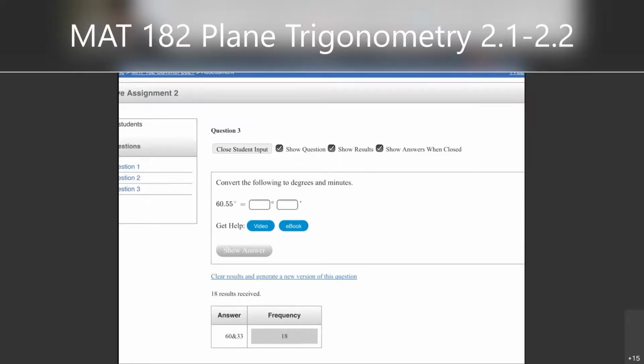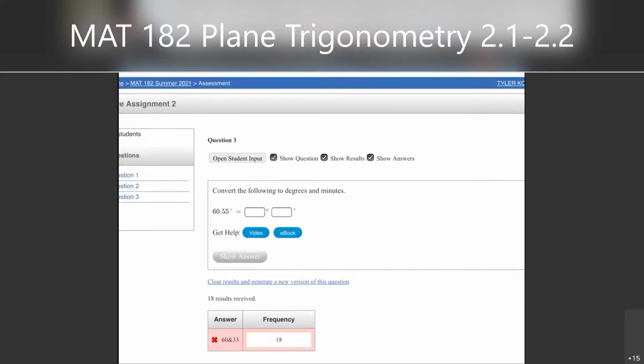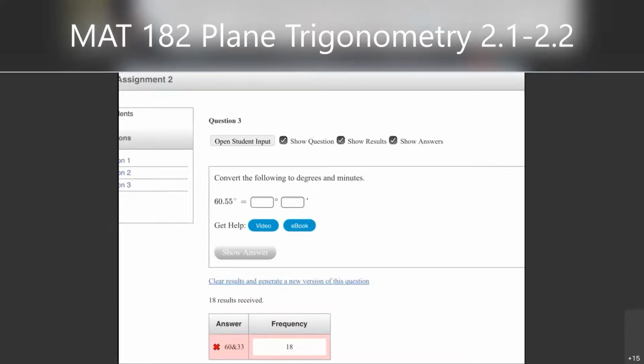So when we convert the 0.55 degrees, we're really multiplying by 60 to get the seconds calculation. So we should get 33 there. We can close that out. That should be the correct solution. Sometimes the live assignment doesn't give the correct thing right there, but the correct solution should be 33. So you guys should have that.